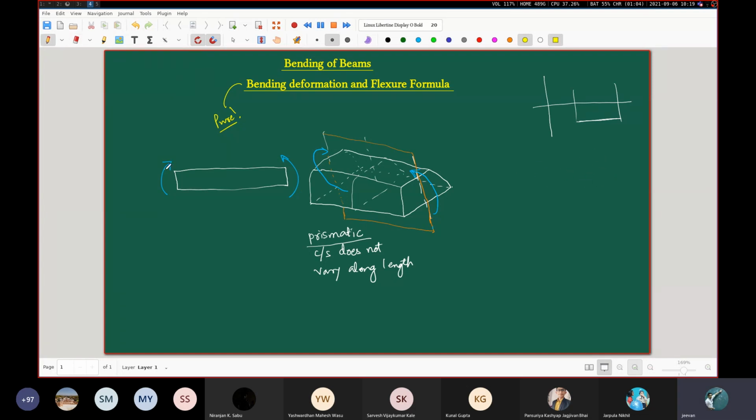Now, sir, excuse me, sir. Yes. So we are considering a pure bending moment. So you mentioned that there will be no axial stress. No, I said there will be no axial loading. Okay, sir. Yeah, that's a different thing. I'll come to that. Very good point. We'll come to that.